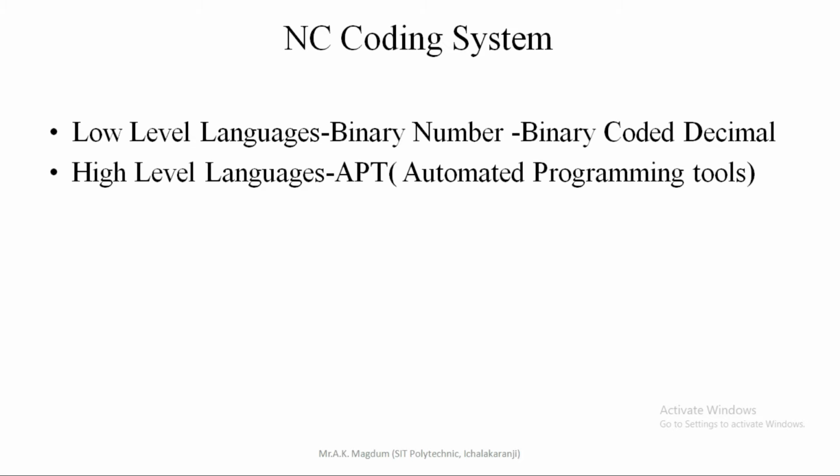Next, there are the NC coding systems. Generally two types of NC coding systems are there. First one is low level languages, meaning binary number, binary coded decimal. Second one is high level languages, that is APT, automated programming tools. So basically these two coding systems are generally used for preparing the part program for the CNC machine: low level language, that is binary coded decimal, and high level language, that is APT, automated programming tools.